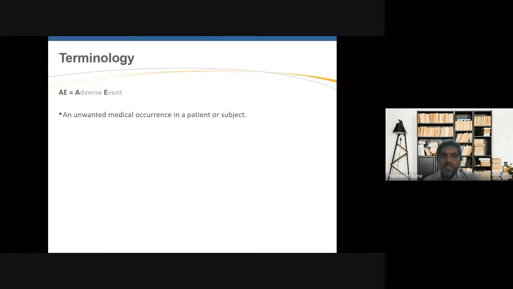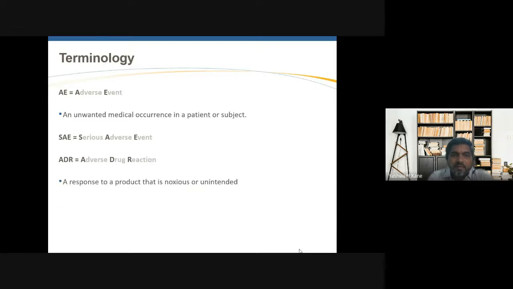What is an adverse event? It's an untoward medical occurrence in a patient due to the drug, and that is called an AE. What is a serious adverse event? An adverse event can be serious or non-serious, and a serious adverse event is a serious untoward medical occurrence in a patient or subject after consuming the medicine.